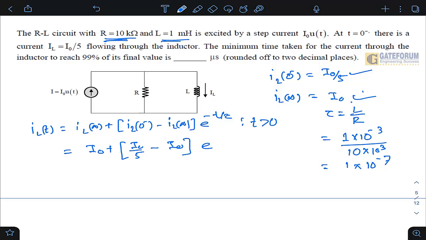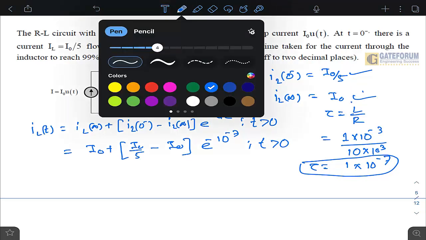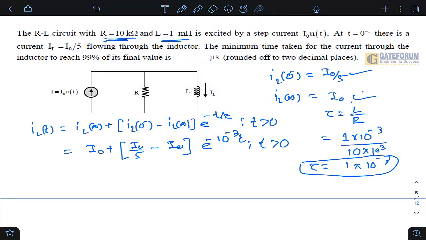1 into 10 raised to minus 7. So this is what your time constant is. But here you see that we need 1 by tau, because e raised to power minus t into 1 by tau. So here it is minus of 10 raised to power minus 7, applicable for t greater than 0. But of course multiplied by t. Because tau is this much, it means 1 by tau. So here you will get a plus sign, isn't it? This is plus. Okay, so this is what is your ILT equation in general.